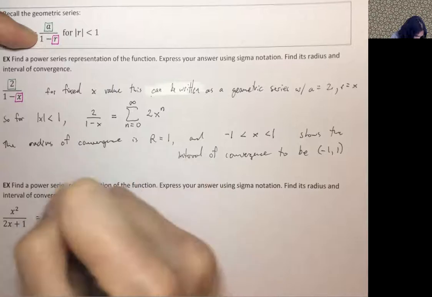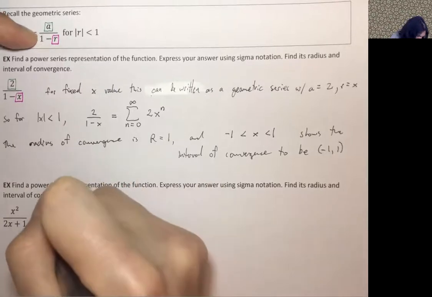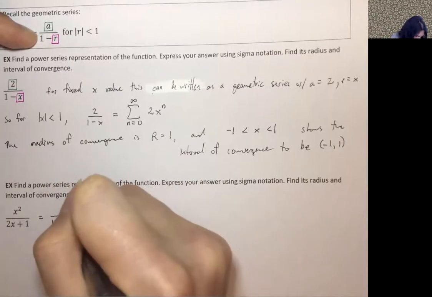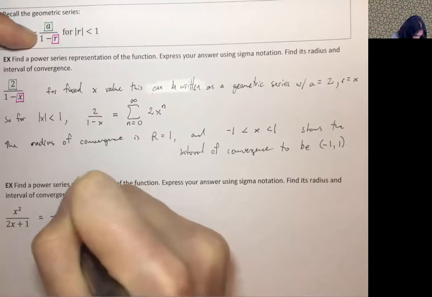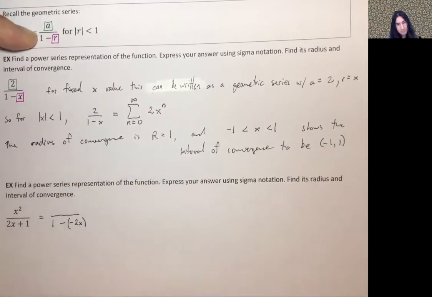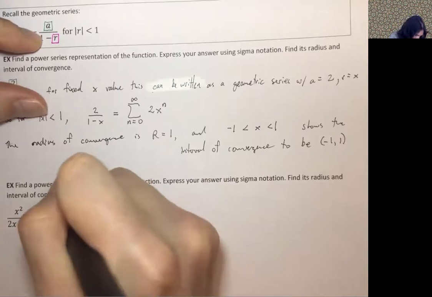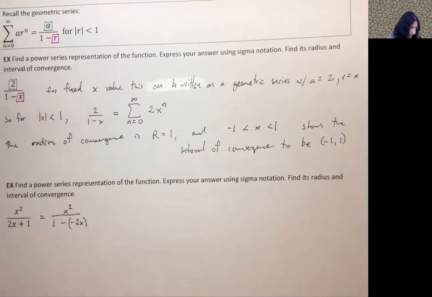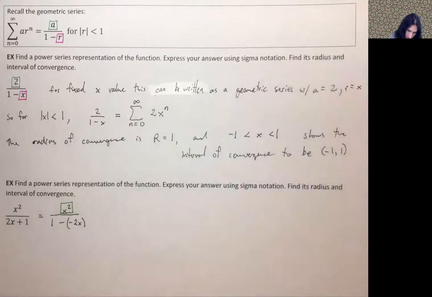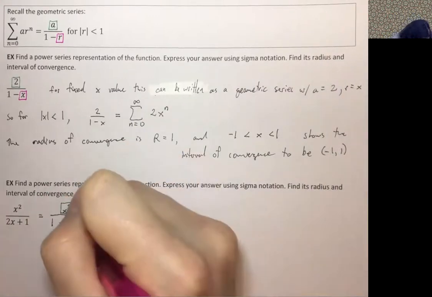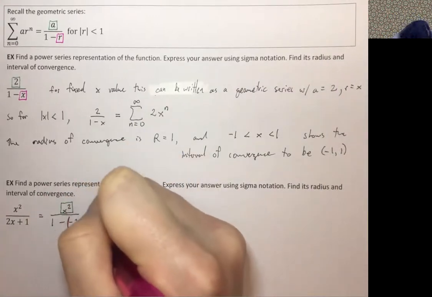Down here, however, things do not look like 1 minus something, but I could write them that way. So in my denominator, I'm going to write the 1 first, and instead of adding 2x to it, I'm going to subtract a minus 2x. It's the exact same thing in the denominator, right? So using my color highlights here, here is the A, and here is the R.